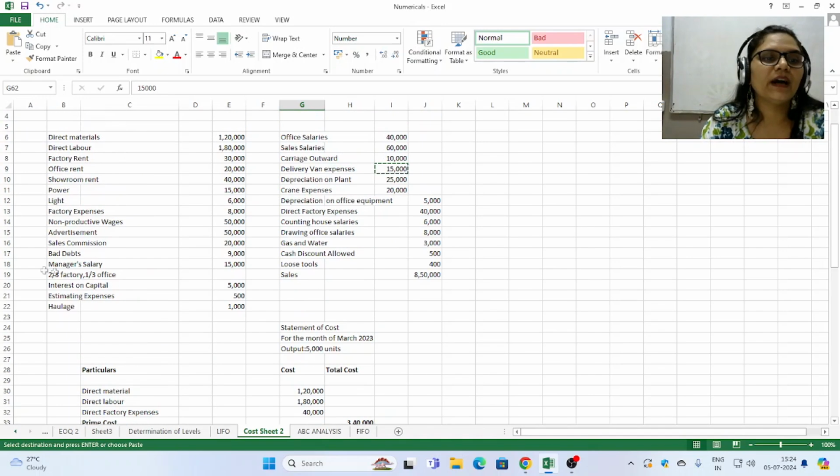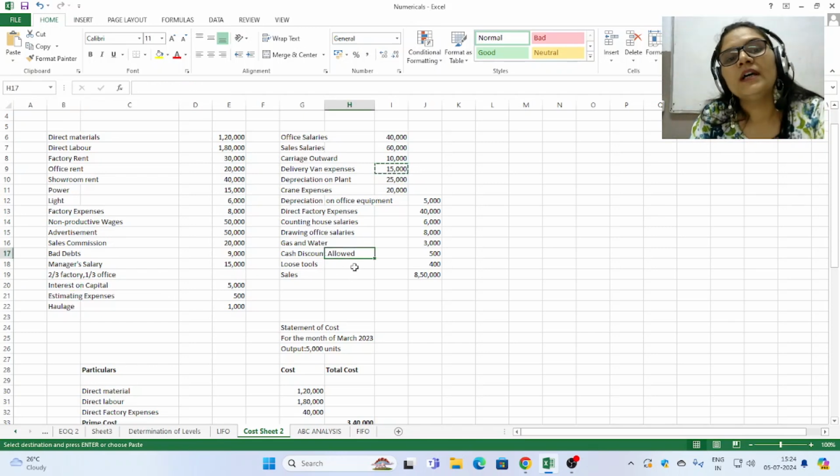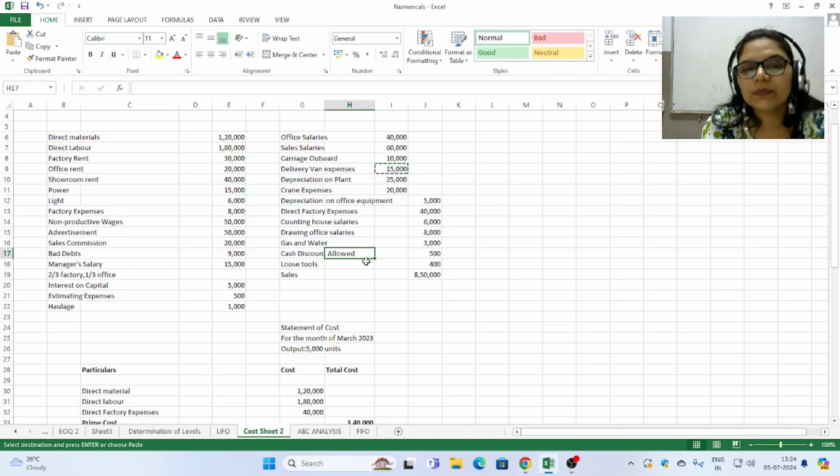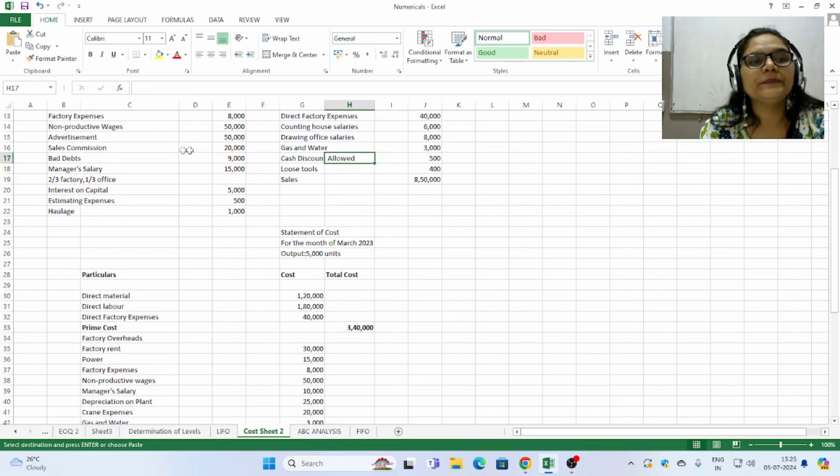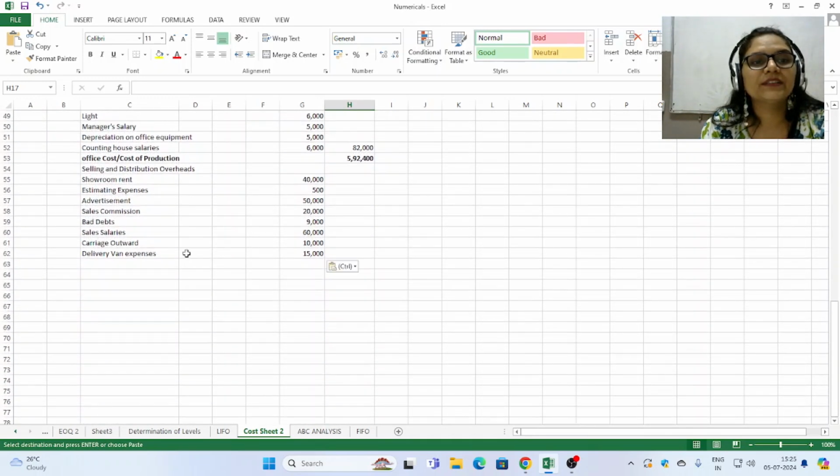And yes, we are left with interest on capital and cash discount allowed. But these expenses will not be recorded in your statement of cost because by nature, these expenses are part of your financial management. So these are your financial cost. They are not your production cost or any type of cost, and financial costs are not a part of your statement of cost. That's why these expenses will not be recorded anywhere and are totally excluded.